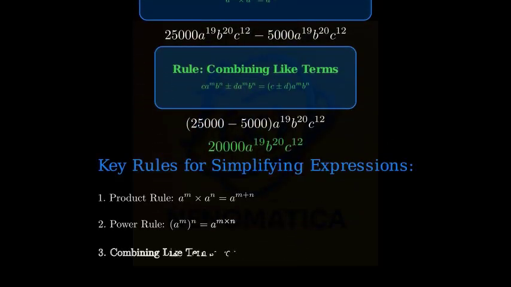First, the product rule of exponents. When multiplying terms with the same base, we add the exponents. Second, the power rule of exponents. When raising a term to a power, we multiply the exponents by that power. And third, we combine like terms by adding or subtracting their coefficients when the variable parts are identical.